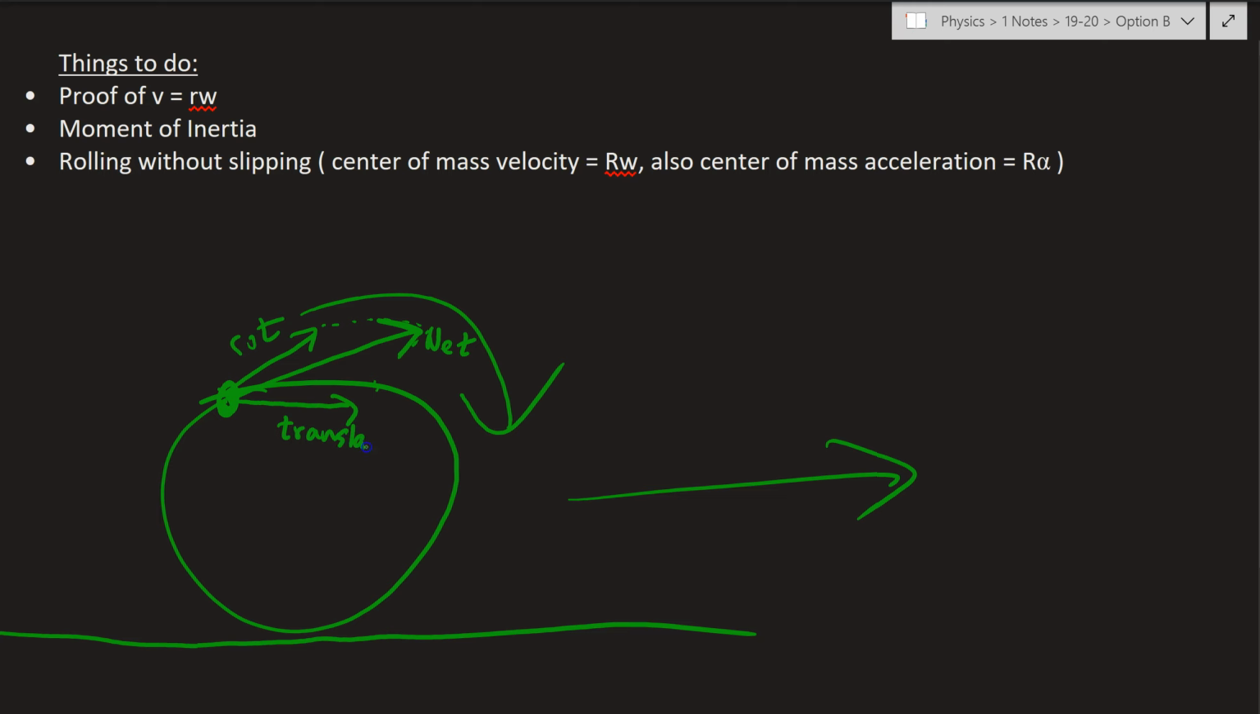So you can do that for every single point on this body and figure out what the net velocity vector would look like for each point. That's what rotation and translation means for the velocities of the points on an object.